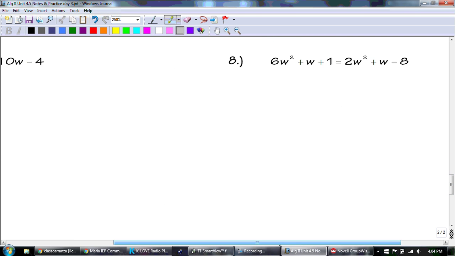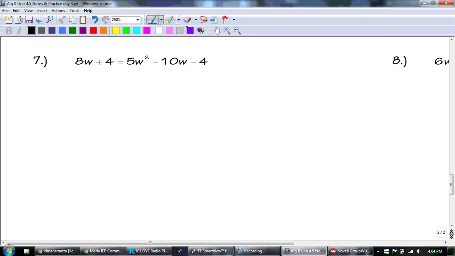All right, number 7. Set everything equal to 0, so I'm going to subtract the 8w from both sides. I'm going to subtract the 4 from both sides. So I get 0 equals 5w squared minus 18w minus 8.